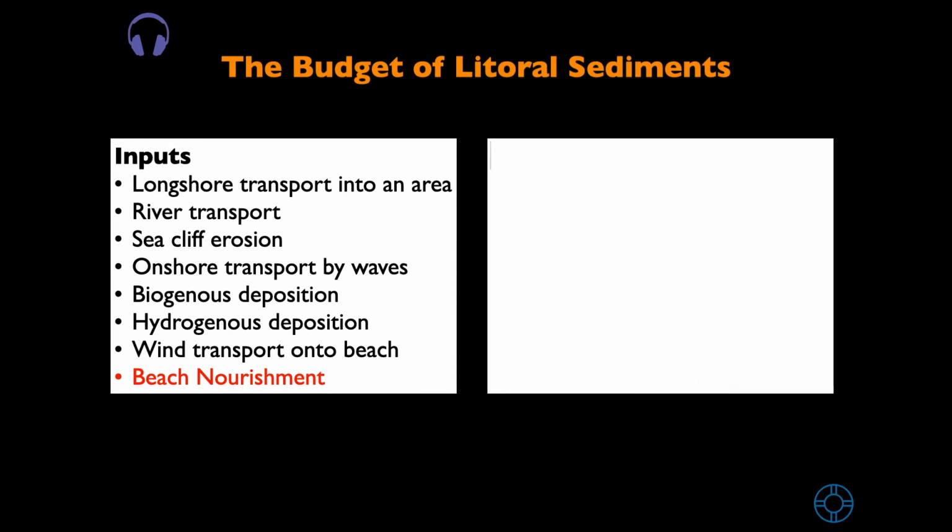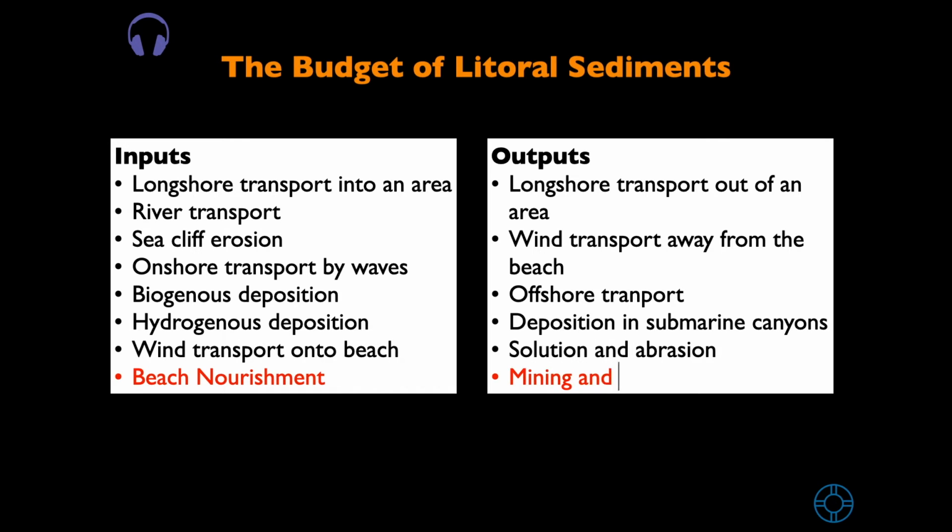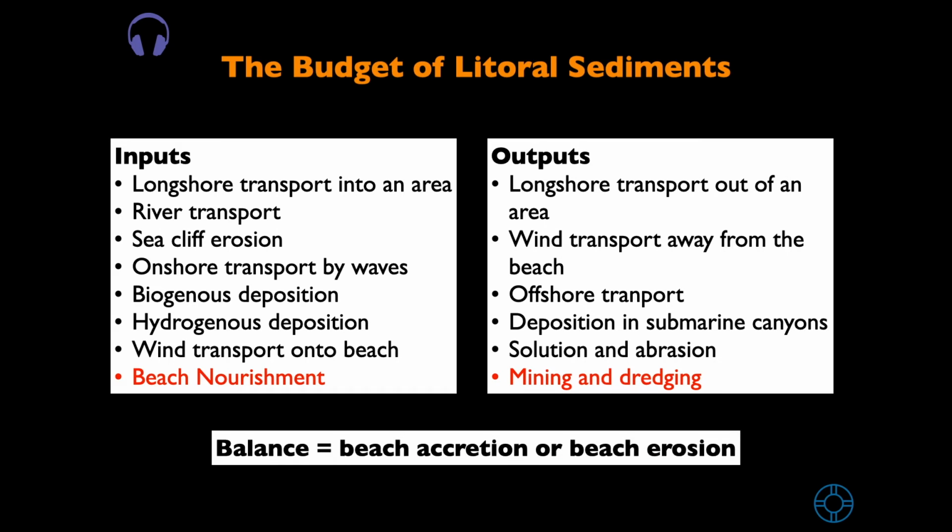The outputs can be longshore transport out of an area, wind transport away from the beach, offshore transport, deposition in submarine canyons, solution and abrasion, and mining and dredging. Those in red are human-induced inputs and outputs. The balance between inputs and outputs results in beach accretion if this balance is positive, or beach erosion if this balance is negative.